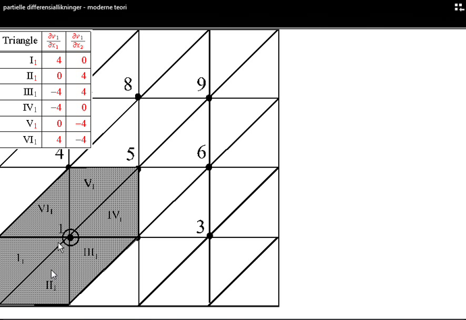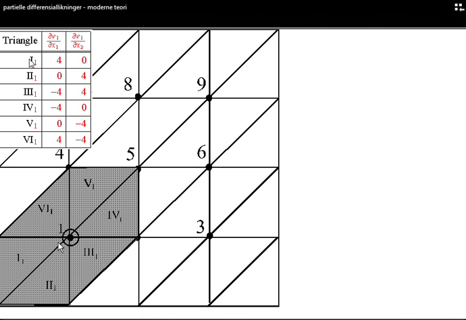In order to compute these integrals, we do as follows. We make a table like this, and we divide the shaded area, the intersected area, into triangles which we call 1,1, 2,1, 3,1, 4,1, and so on. The index 1 refers to the number of the node.